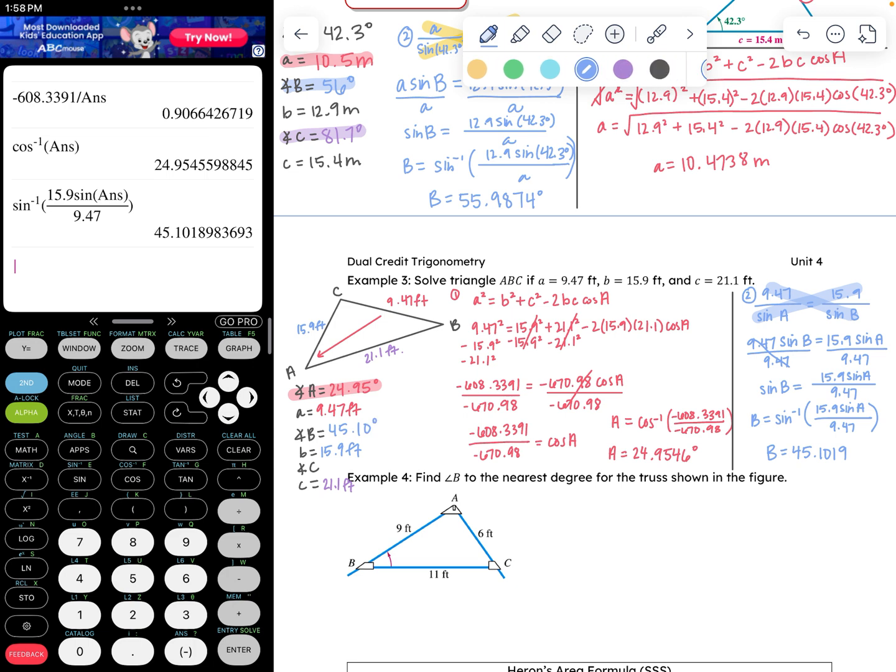And then remember, the last one, always the easiest. I just do 180 minus 24.95 minus 45.10.